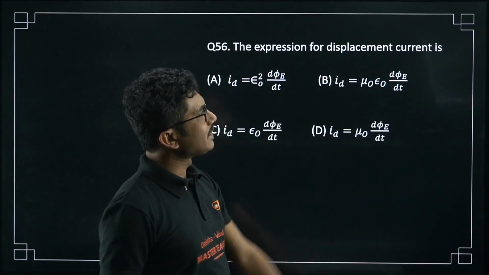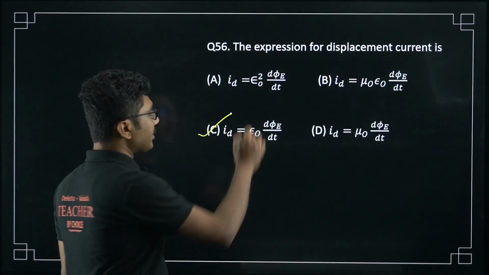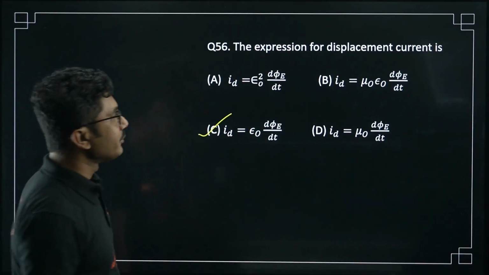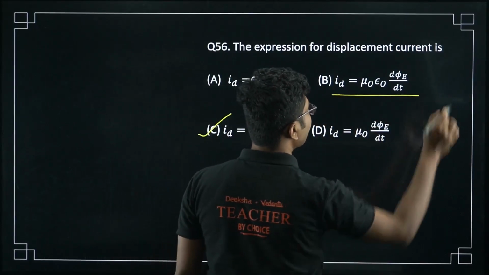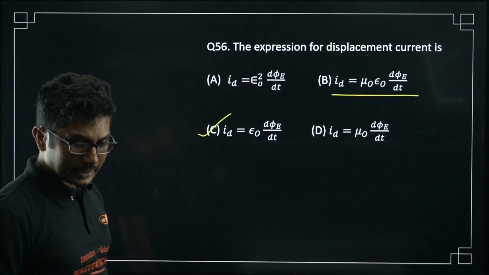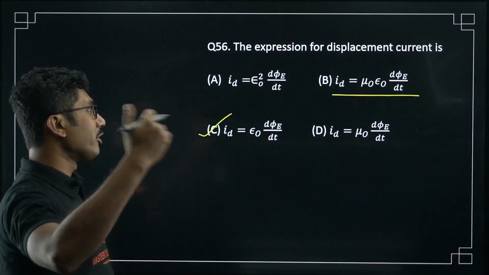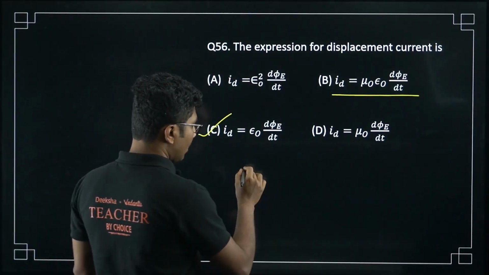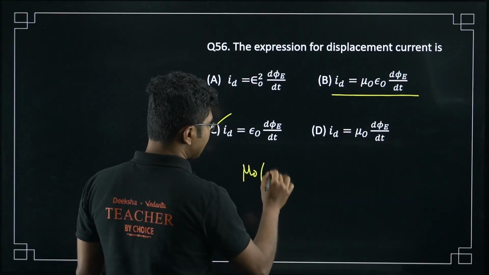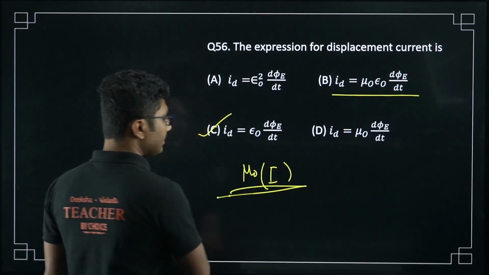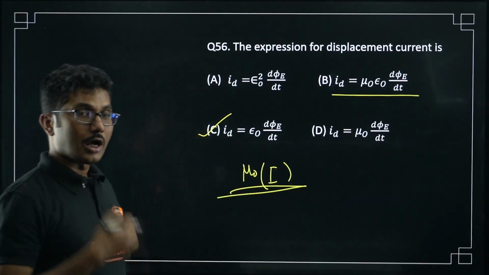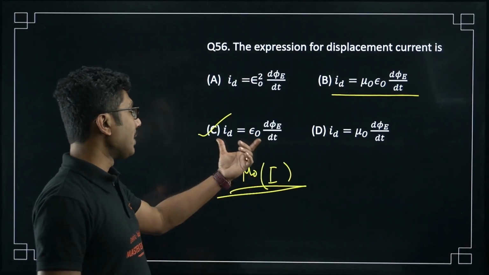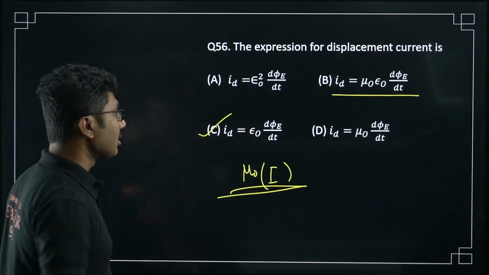The expression for the displacement current is ID equals epsilon naught d phi E by dt. So don't get confused with this term. Mu naught is generally there in the expression, but mu naught comes due to Ampere's circuital law, which says it is basically mu naught into I. From there this mu naught comes in the expression for the modified Ampere's equation, but ID will always be epsilon naught d phi E by dt.